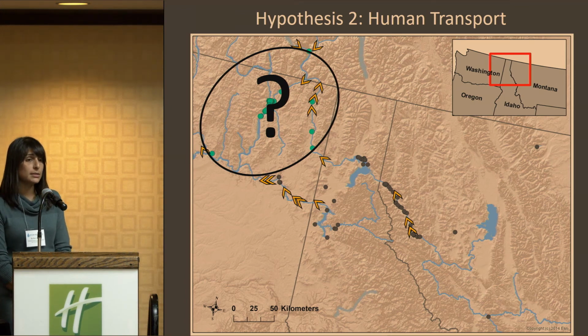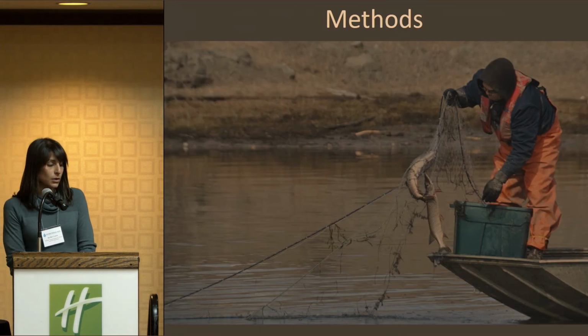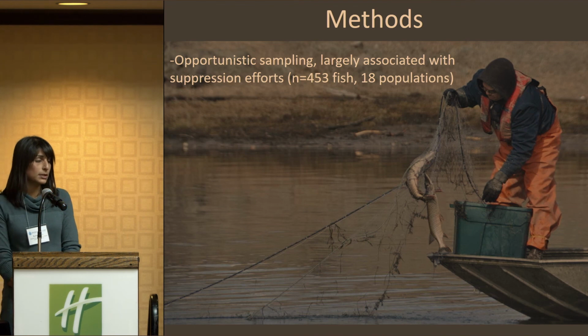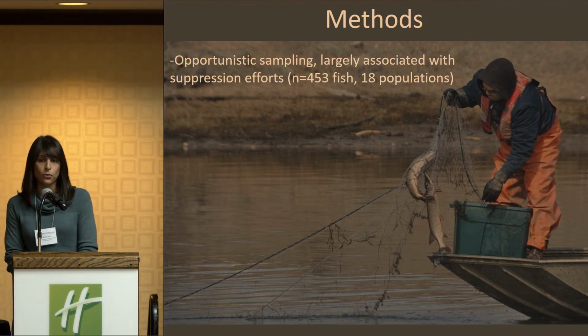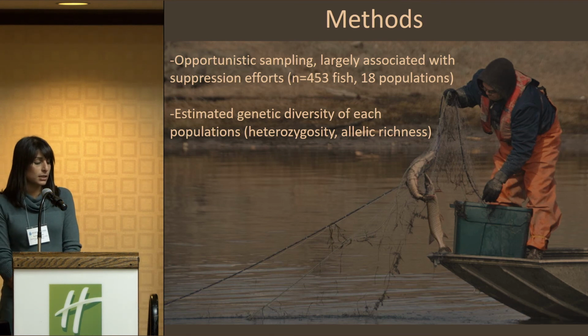So it could be basically any one of these 18 source populations. All right, so our methods. As I mentioned, we sampled 18 populations and had over 450 fish in our data set. We estimated levels of genetic diversity.